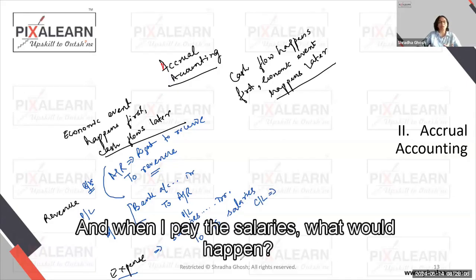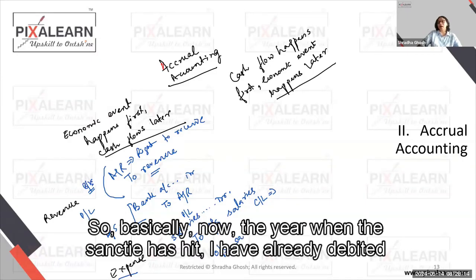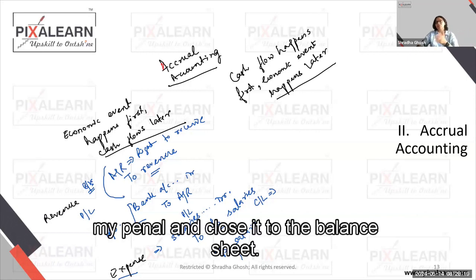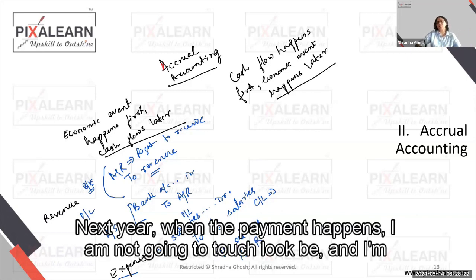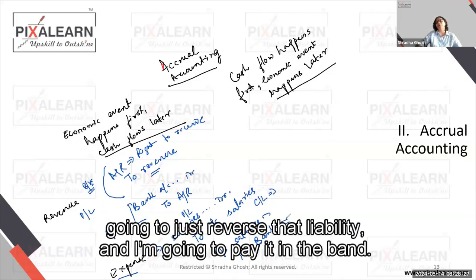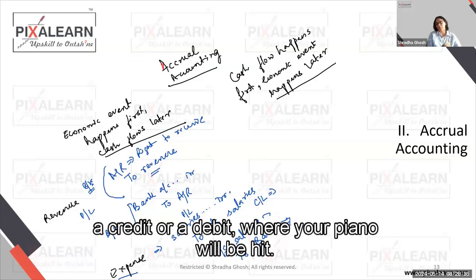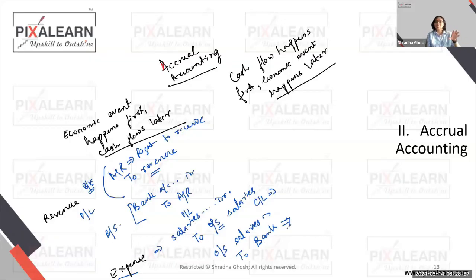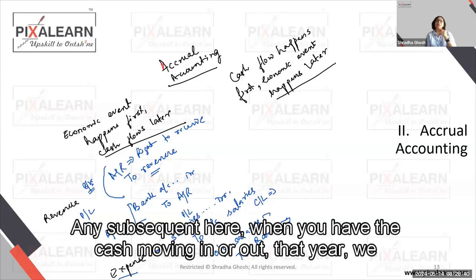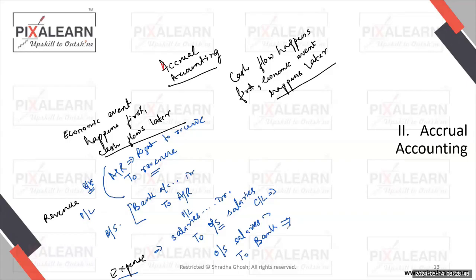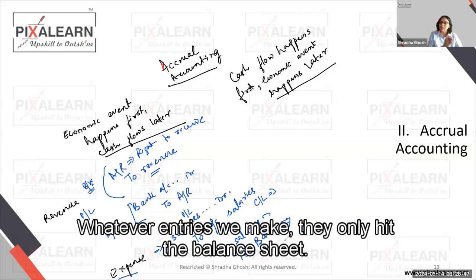And when I pay the salaries, what would happen? Now, in the year when the salary has hit, I have already debited my P&L and closed it to the balance sheet. Next year when the payment happens, I am not going to touch the P&L. I'm just going to reverse that liability and pay it from the bank. That means whenever the economic event happens, that's the year, whether it's a credit or a debit, when your P&L will be hit. In any subsequent year, when you have the cash moving in or out, we don't touch the P&L again. Whatever entries we make only hit the balance sheet.